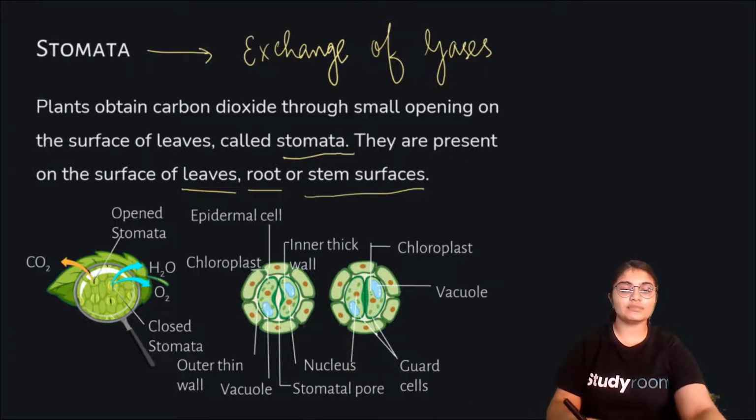You can see here the stomatal pore. We have the guard cells with the guard cell nucleus. We have vacuoles also in the guard cells. Okay, and then we have the chloroplast here. So all these things are present in the stomata, and this is a very, very important apparatus.